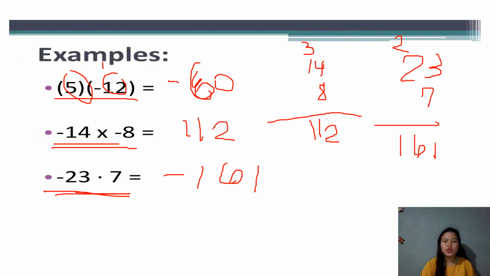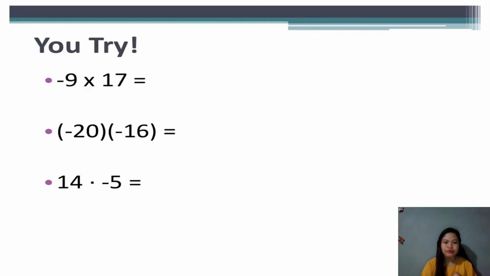Now let's proceed to the last one, which is about division, no? Division of integers. Okay, so here, kamo na ang mag-try ani ha. So negative 9 times 17, negative 20 times negative 16, negative 14 times negative 5.